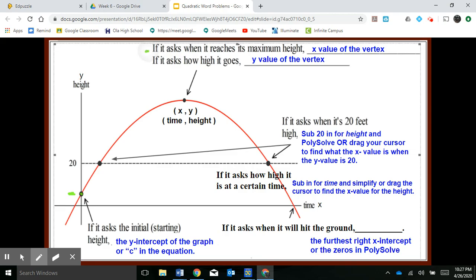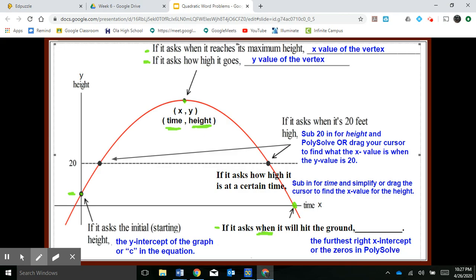If it asks for the maximum height, or how high it goes, or when it got to a maximum height, again, there's your vertex. There's the highest point. So you've got 2 points here. The x value is the time, and the y value is the height. So that 1 point answers both questions. Down here it says when will it hit the ground? Well, that's the furthest right x-intercept. So right here is the ground. Since it asks when, we're looking for the x value of that point.